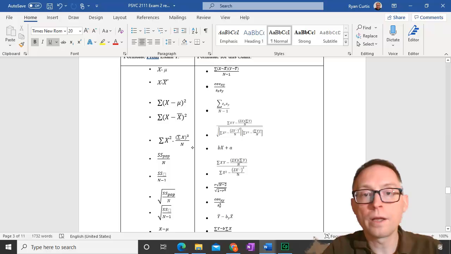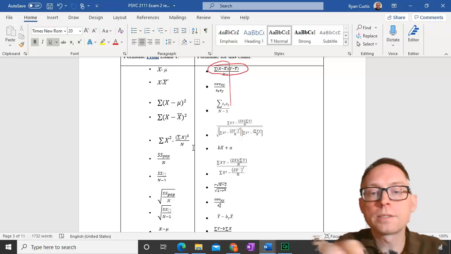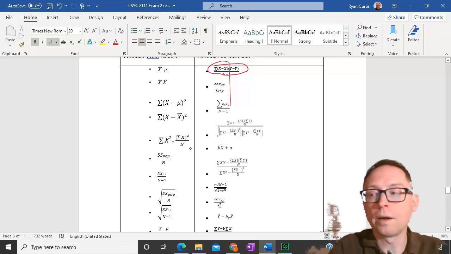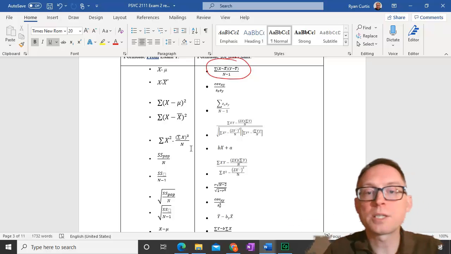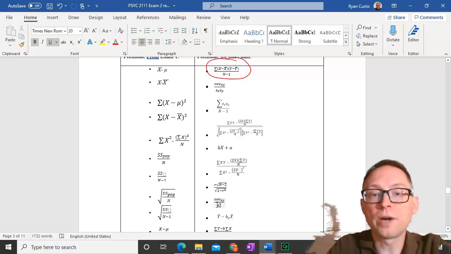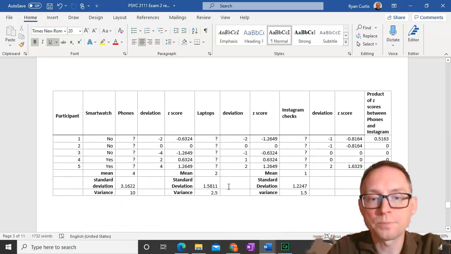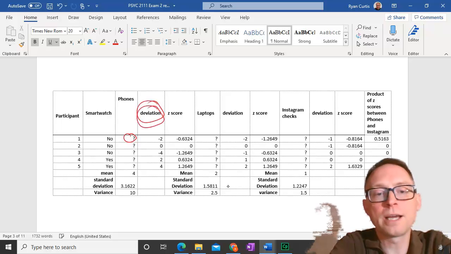Covariance is this one right here. It's the sum of x minus x bar times y minus y bar, all over n minus 1. I know that's ugly. Let me show you that again. It is the sum of x minus x bar times y minus y bar over n minus 1. So that means we need to find x minus x bar. Well, in this case, we want phones and laptops. But I don't have any x's. Oh, x minus x bar is the same as deviation. So I already did that for you.